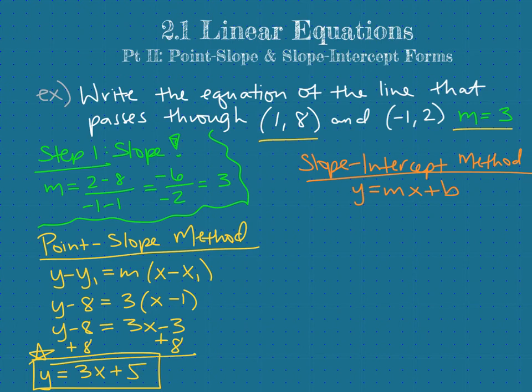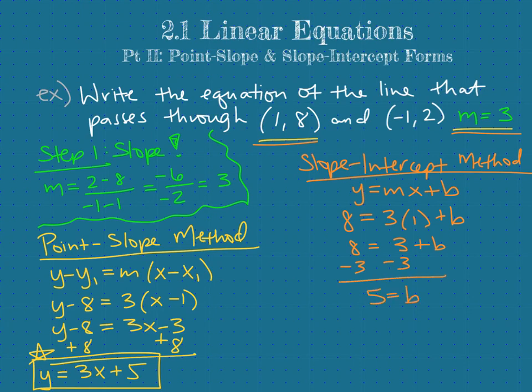So again, you can pick either coordinate point. I'm going to use the same coordinate point, and 3 for m. So I'm going to plug in 8 for y. Our m is 3, our x is 1, and we'll solve for b. 8 equals 3 plus b. Subtracting 3 gives us that b is 5. And writing our final equation, y equals mx plus b.